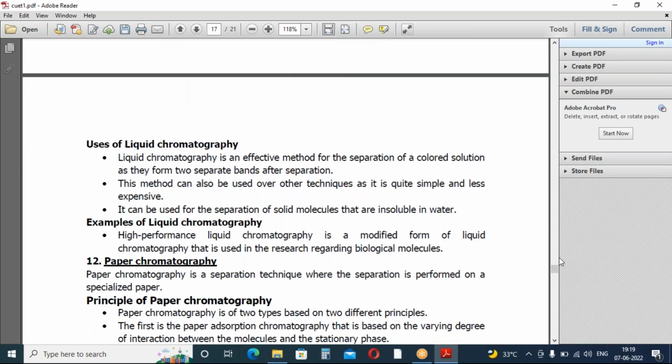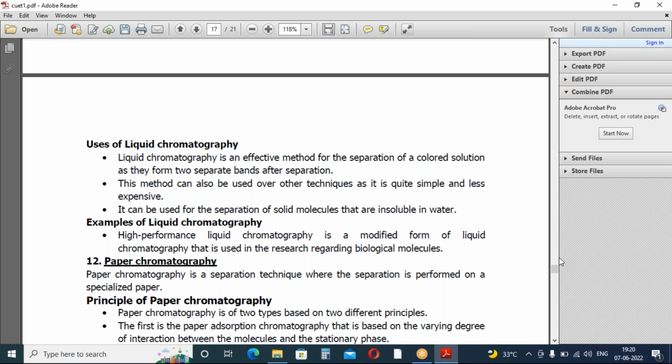Okay, what are the uses of liquid chromatography? This is mainly used for the separation of colored solutions, causing different bands. For example, if two components are present in a mixture and have to be separated, based on their interactions they form different color bands, and based on that they are separated.